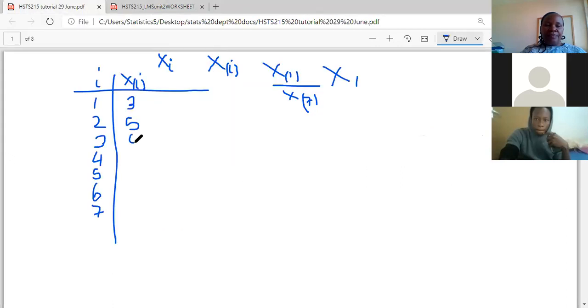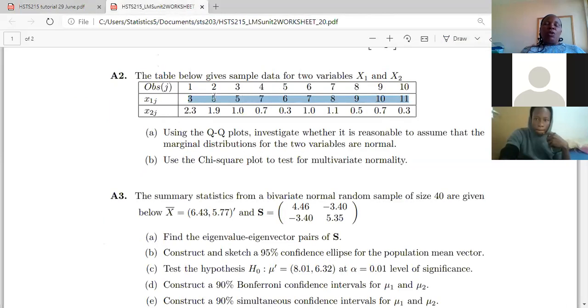6, 7, 8, 9, 10, and 11. So here, as you can see, we have 10 observations, which means what you can pick from this is that we have some repeated values. So we'll reflect them on writing the cumulative frequencies or on writing the frequencies.